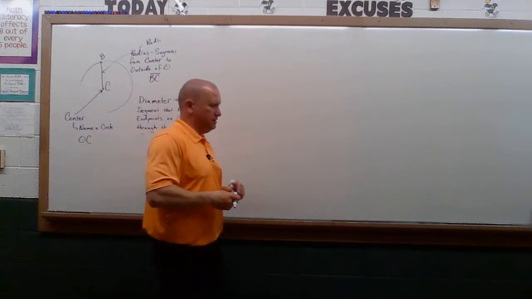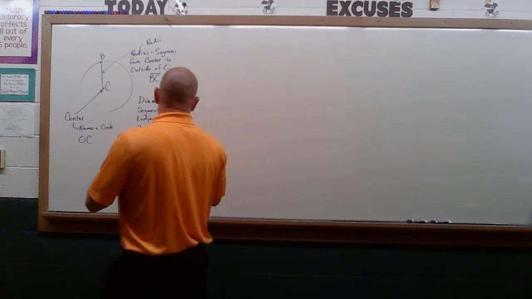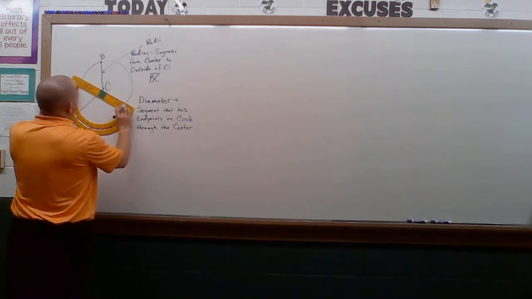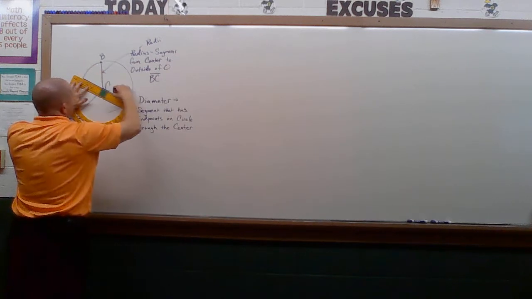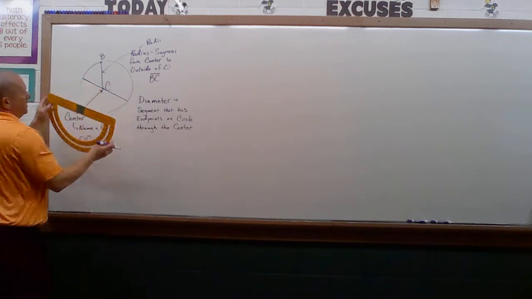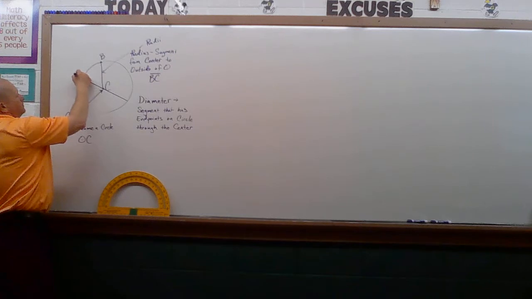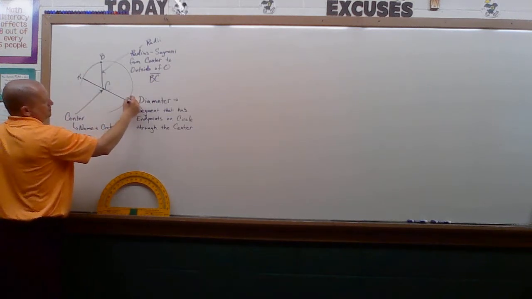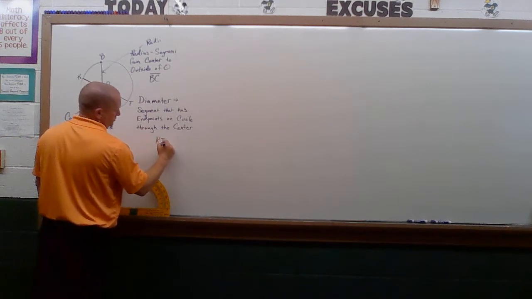So technically, I should probably use a ruler so I draw it straight. But I'll use my trusty old protractor because it looks like someone stole my rulers. So there's my diameter. And again, I can name my diameter, J. Okay. So my diameter is still 2 letters.